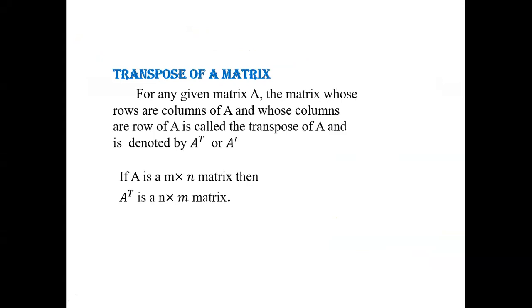For any given matrix A, the matrix whose rows are the columns of A and whose columns are the rows of A is called the transpose of A and is denoted by A transpose or A dash. What is the meaning? By interchanging rows into columns and columns into rows, we can get the transpose of a matrix. If A is an M cross N matrix, then A transpose is an N cross M matrix.